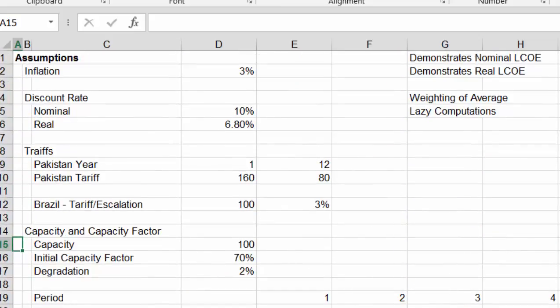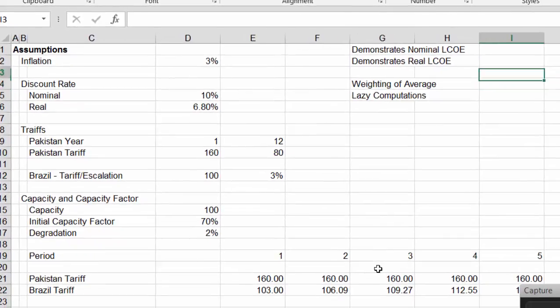Okay, we're going to compute LCOE, and we're going to do a demonstration of the real LCOE and the nominal LCOE. I'm going to demonstrate that the nominal LCOE is the NPV of the revenue divided by the NPV of the generation.